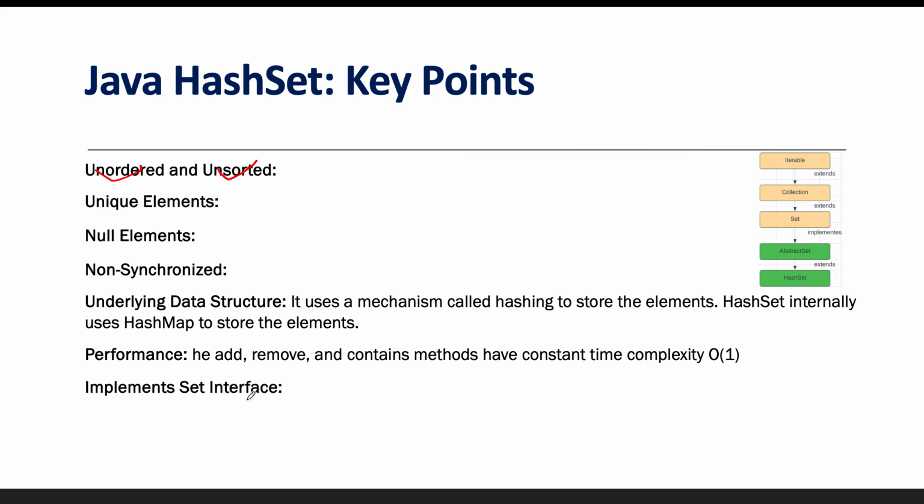Next is implementing the Set interface. We know that HashSet extends AbstractSet, but internally it is implementing the Set interface. Just that it is not directly implementing it, or you can say it is the implementation class of the Set interface.